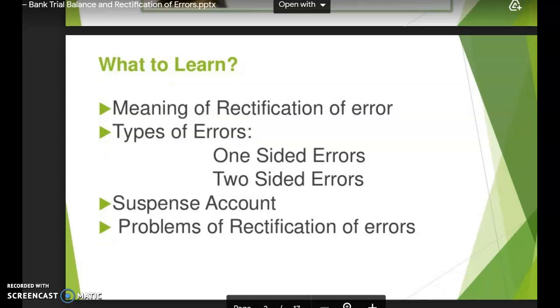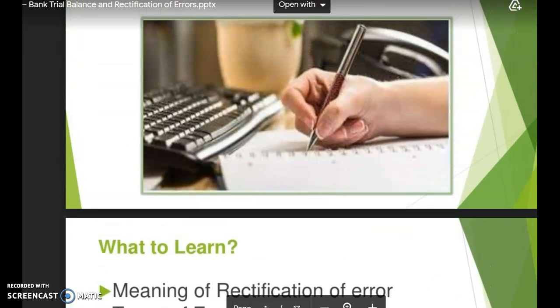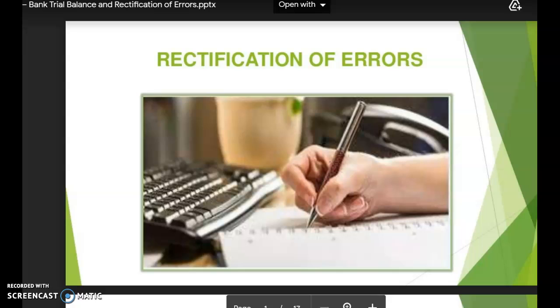So first of all, we must understand the meaning of error before understanding the meaning of rectification of error. Dear students, error means any information which is incurred in the books of accounts inadvertently, or in simple words, any information which is incurred in the books of account without any malafide intention, and it just crept into the books of accounts.